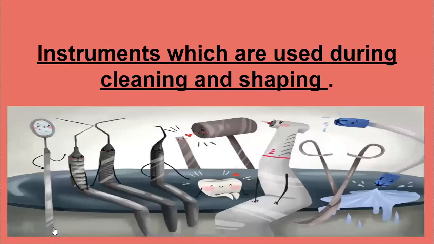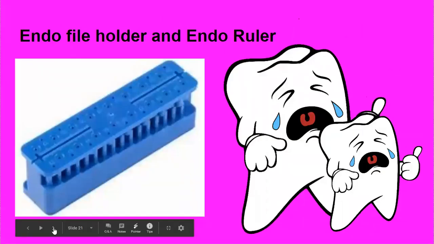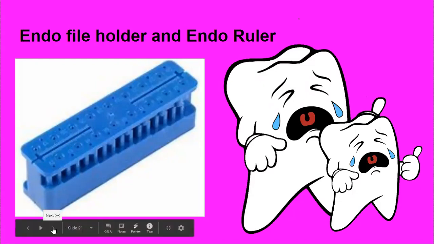All right, instruments which are used to clean and shape. So you need your endo file holder and an endo ruler, which is right here, and you're going to stick your endo file here, and your little rubber stopper goes here, and the doctor can measure and see how deep you went. And that's where you get your working length. Remember, we have to write down our working length.